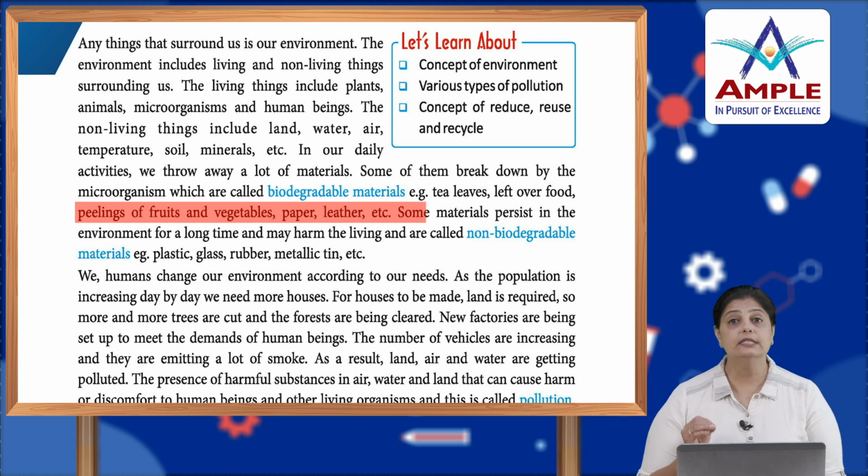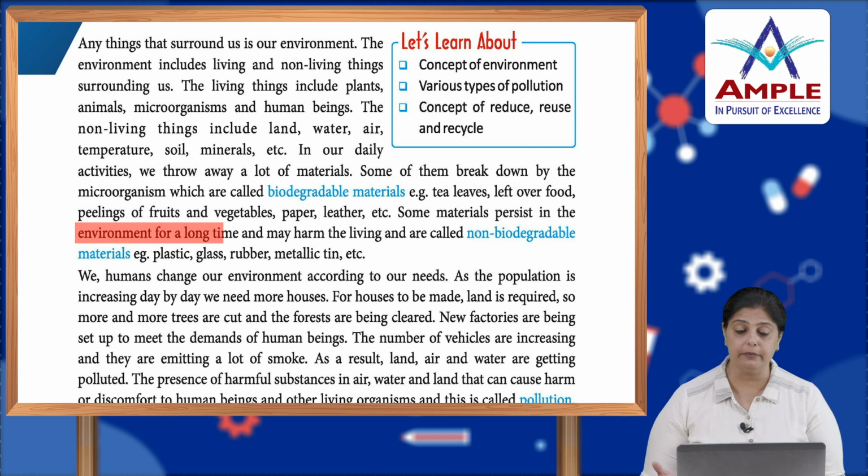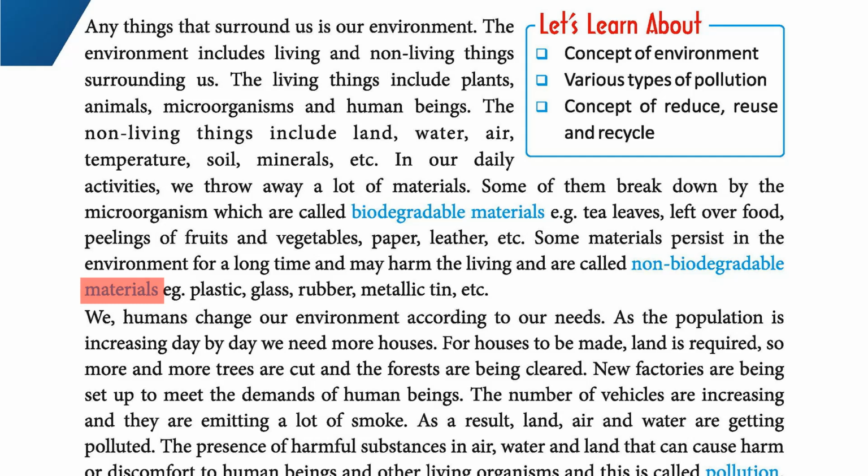Now, some materials persist in the environment for a long time and may harm the living beings, and they are called non-biodegradable materials. So, there are other materials that cannot get dissolved in the soil or by the earth. For example plastic, glass, rubber, metallic tin. These are all non-biodegradable materials.